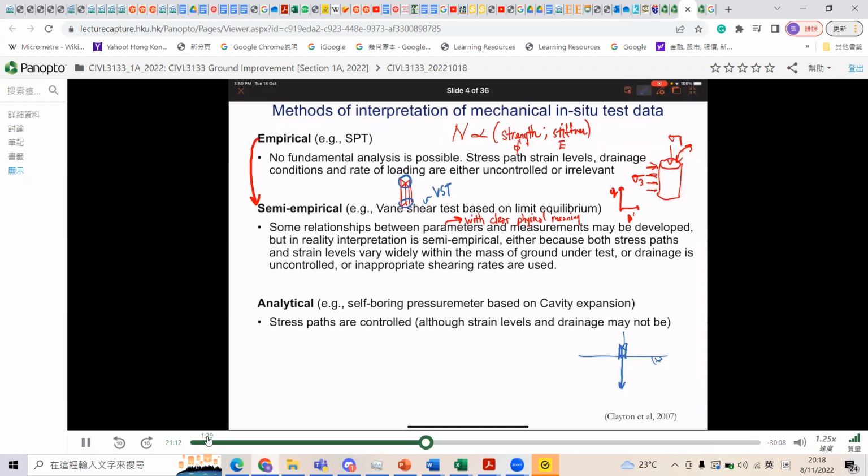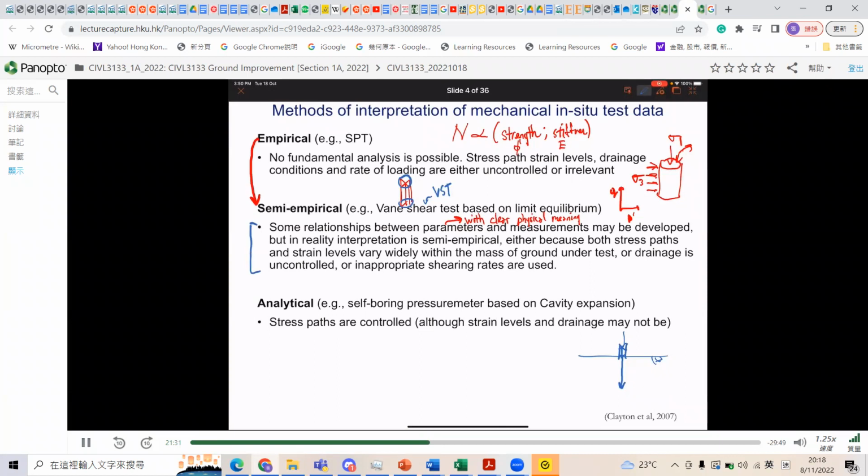Otherwise, our theoretical estimates of the shear strength for VST would be too high. So that's what we refer to when we say semi-empirical. And that's what we mentioned here. There are numerous assumptions here that make the process semi-empirical.